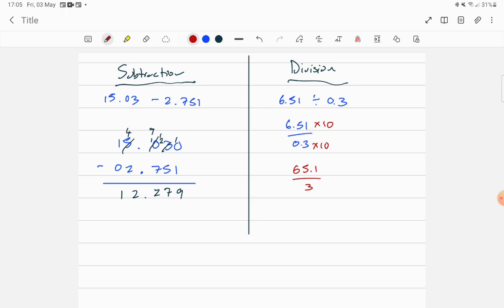So we have to multiply by the same number, right? And so it doesn't change the sum, and then thereafter we're able to actually work this out to be 21.7.